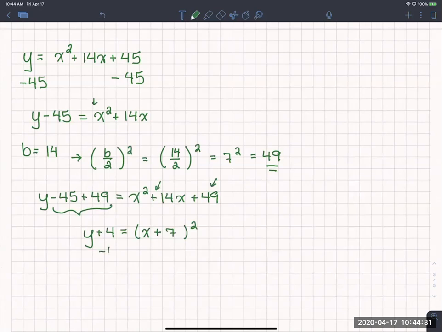And then we're going to move the constant term back from the left to the right by doing the opposite operation.